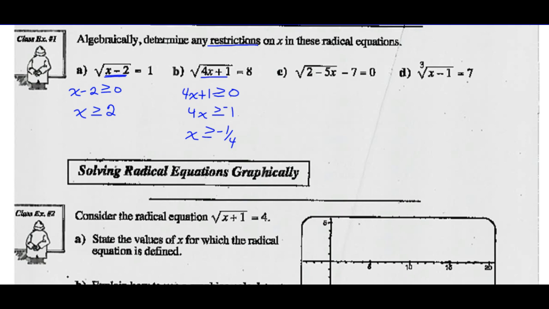For part C, again, look at the radicand. What's underneath the radical sign? Nothing else matters when we're talking about restrictions. And whatever's underneath the radical sign, it must be greater than or equal to 0. We can't have a negative number under there. So now let's solve this inequality. It's a little easier if we add the x's and always try and keep positive x's.